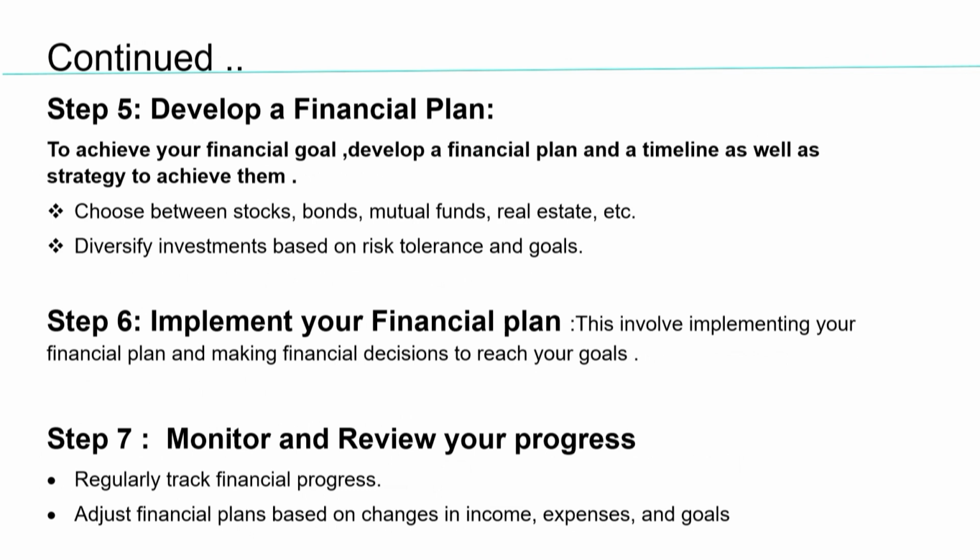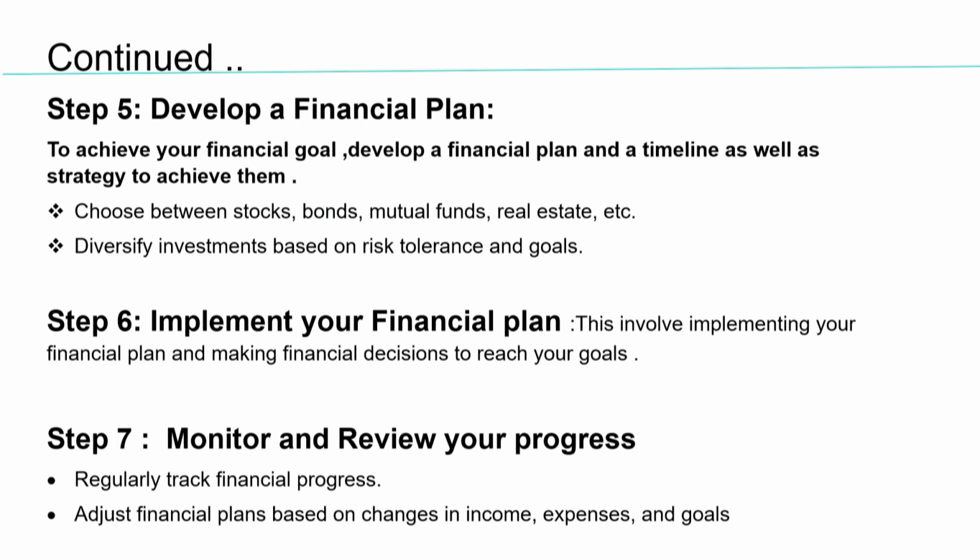So after creating the budget, the next step is to develop a financial plan, and to achieve the financial goal, we need to prepare the financial plan according to a timeline, as well as prepare a strategy to achieve that. So we need to choose between the various types of investment avenues available in the market, such as stocks, bonds, mutual funds and real estate, and depending on our preferences and our needs, we need to choose between all these investment avenues in which we want to invest our savings.